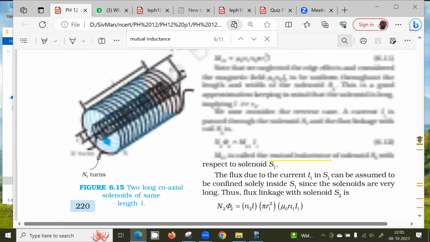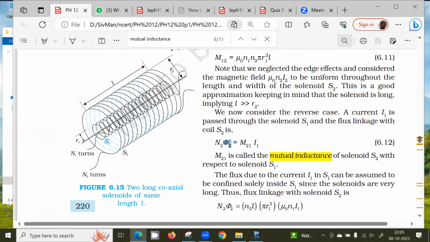Sir, what is the coefficient of mutual inductance? Is it called M21? Yes. Okay, it's basically the mutual inductance, which is a proportionality constant. Sir, what is the value of that, if it is high?